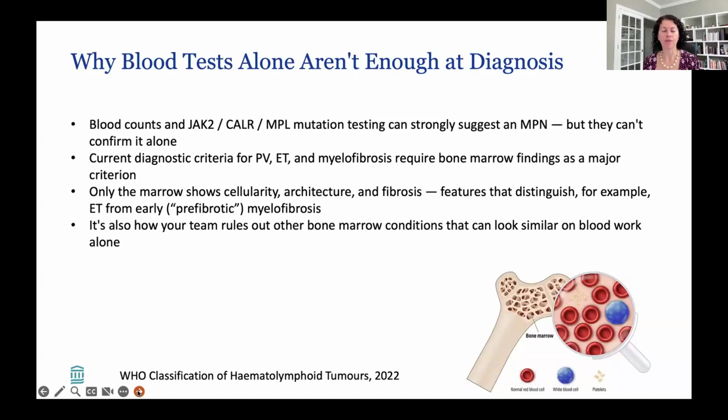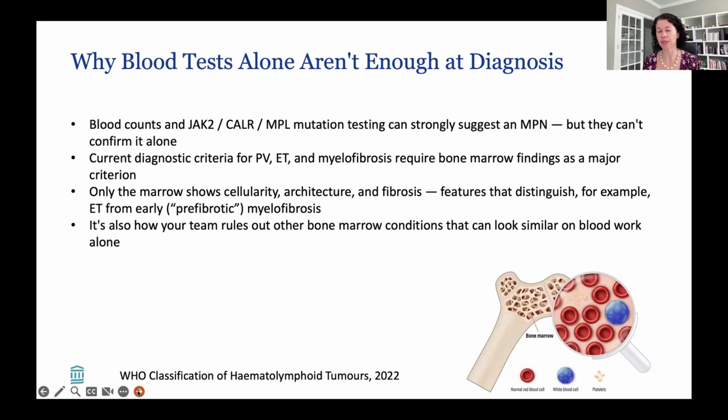For example, if somebody has a new JAK2 mutation, the bone marrow can help us to distinguish between, let's say, polycythemia vera or essential thrombocythemia. With CALR, it can help us distinguish between ET and myelofibrosis. But sometimes we really do have a lot of information from the peripheral blood where we say, your blood counts are really, really high, you have a JAK2 mutation, most likely this is going to be polycythemia vera, and the bone marrow biopsy doesn't add all that much information.